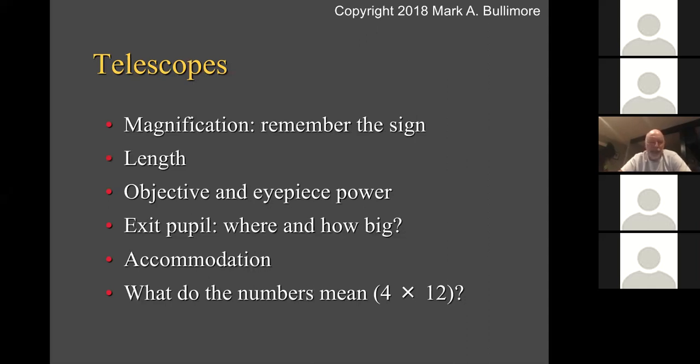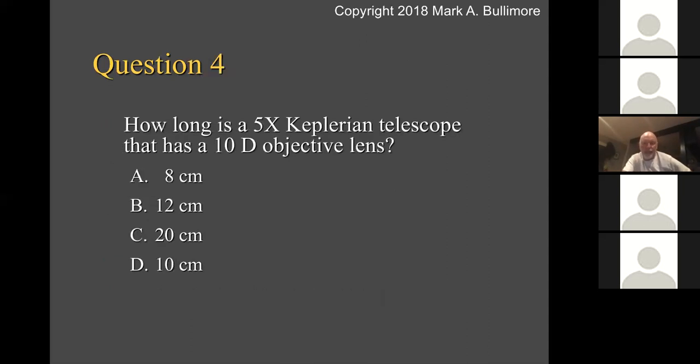So when you're given a telescope that says 4 times 12 on it, you've got to probably remember that the 4 refers to the magnification and that the 12 refers to the objective diameter in millimeters. So very quickly, what's the length of a 5x telescope that has a 10 diopter objective lens?